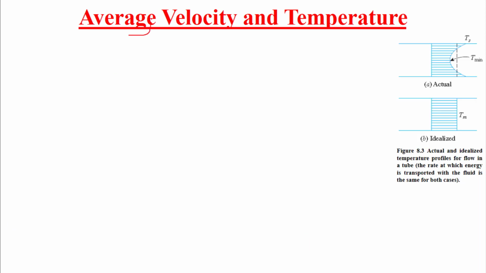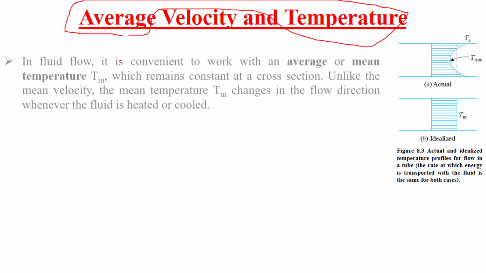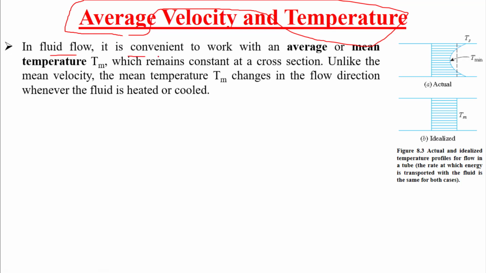How about the average temperature? We agree that average velocity remains constant, but how about the temperature? In fluid flow, it's convenient to work with the average or mean temperature. Instead of subscript average, we write mean, okay? Which remains constant at a cross section.